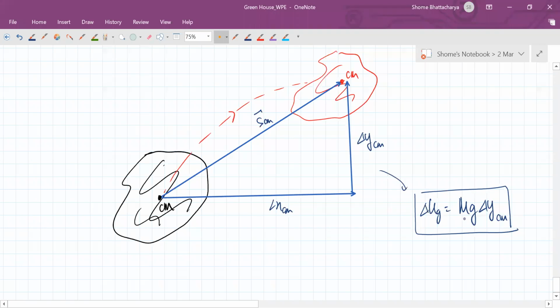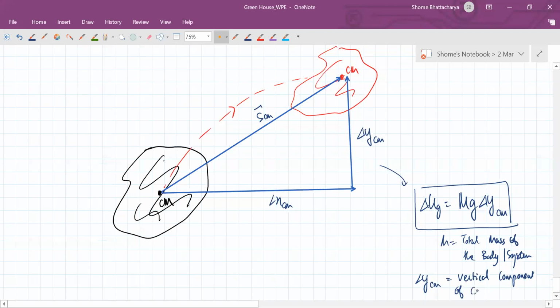So M is the total mass of the body or the system, and delta Y CM is the vertical component of the center of mass's displacement. COM or CM, whatever we call it, that is the center of mass.